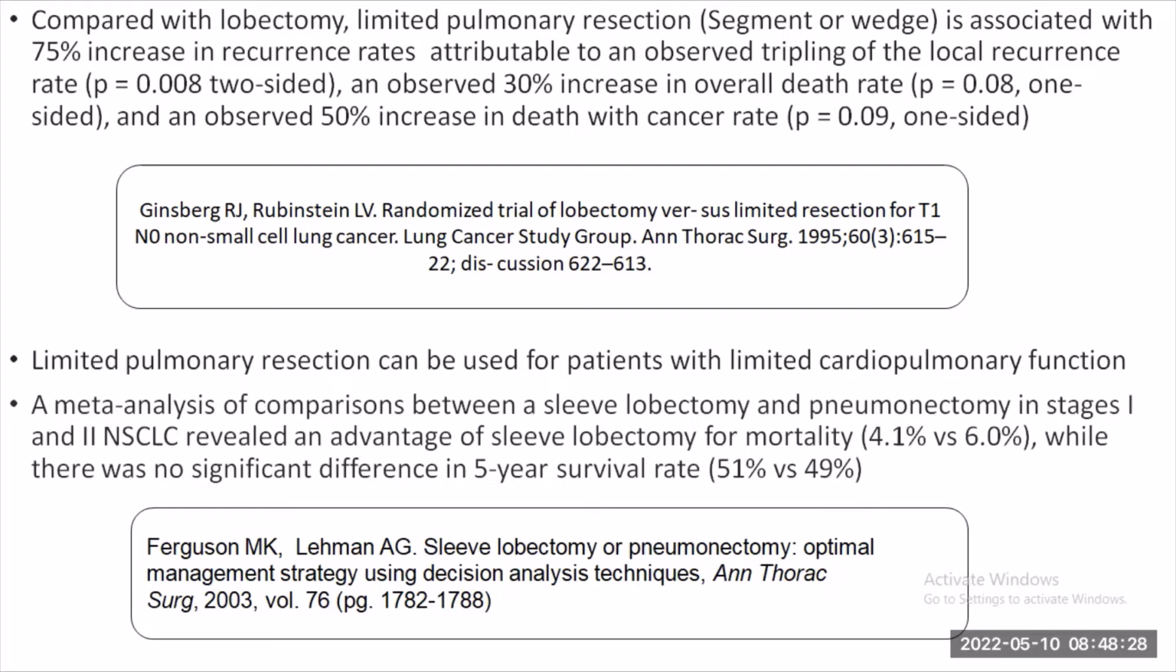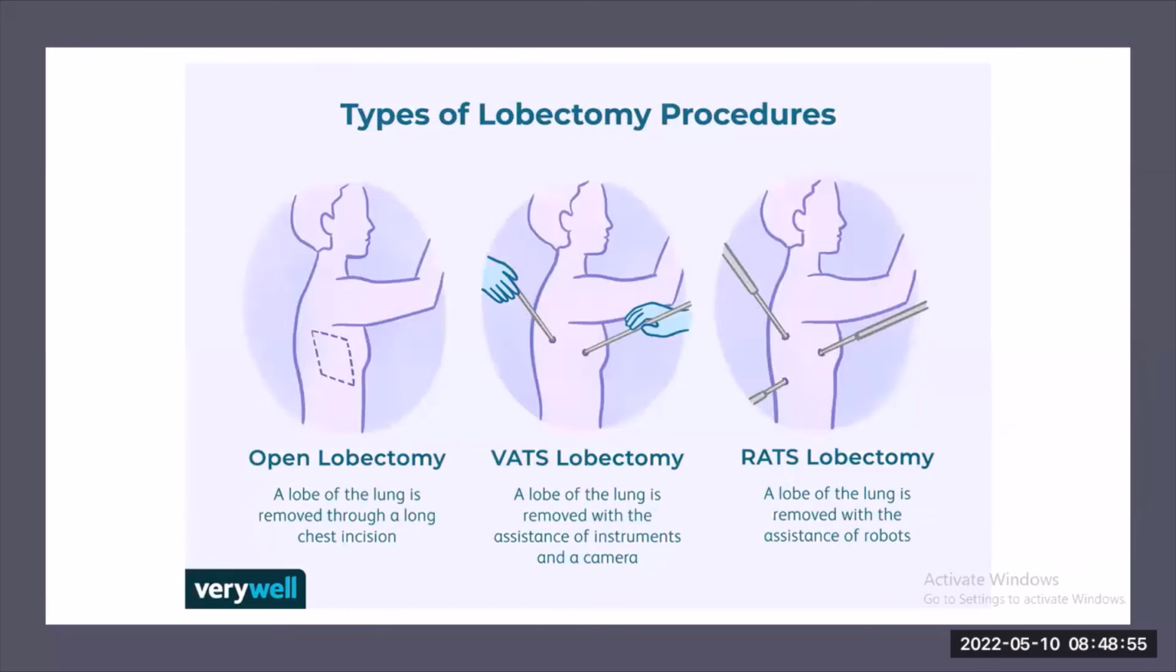Similarly, if we compare lobectomy with pneumonectomy, there is a meta-analysis in stage 1 and stage 2 non-small cell lung cancer which has revealed that lobectomy is associated with lesser mortality, 4.1% versus 6%, and there is no statistically significant difference in 5-year survival, 51% versus 49%. So based on this, lobectomy is the current standard of care surgery for stage 1, stage 2 lung cancer.